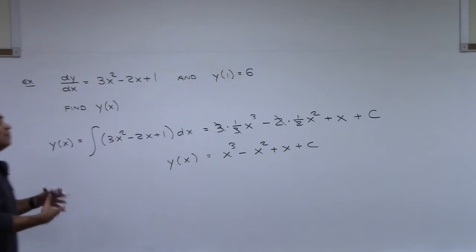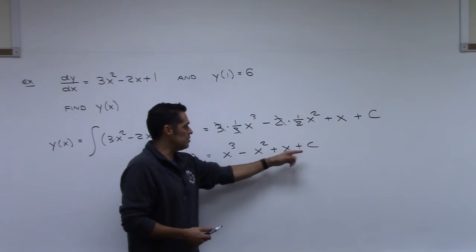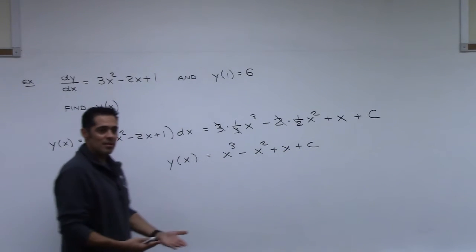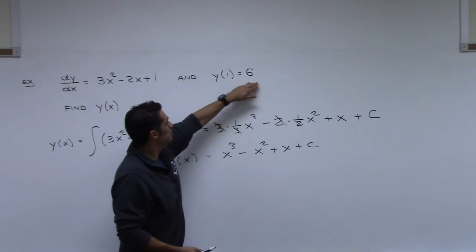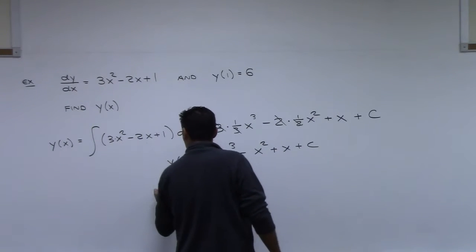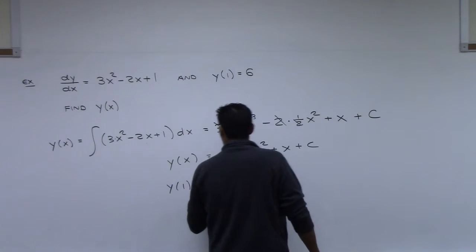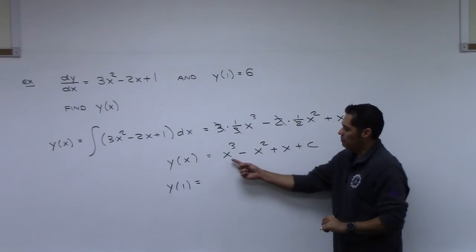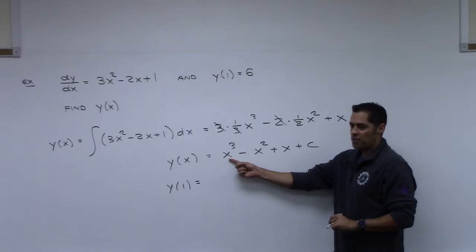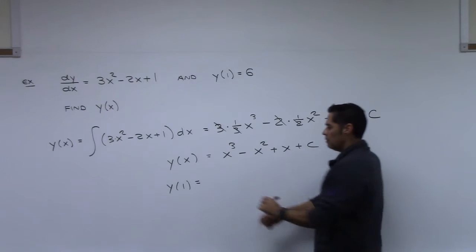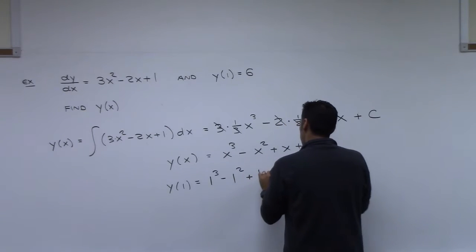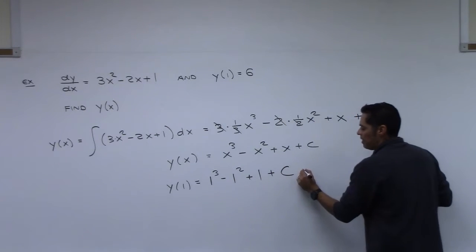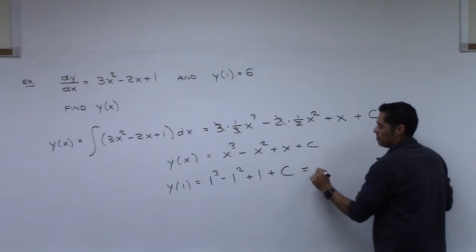So I've got a family of functions, right? I've got a family of functions because of the plus c. Now let's actually find the particular one we're looking at. So let's use this information, right? When we plug 1 in, let's see what happens when we plug in 1. We're plugging 1 in for x. So we get 1 cubed, minus 1 squared, plus 1, plus c. But what must that equal? 6.